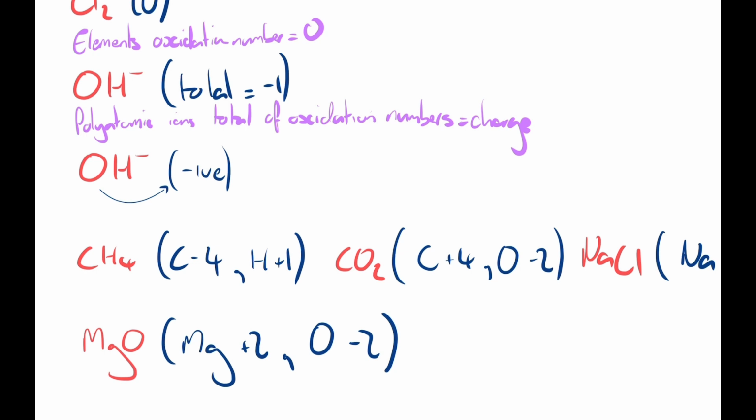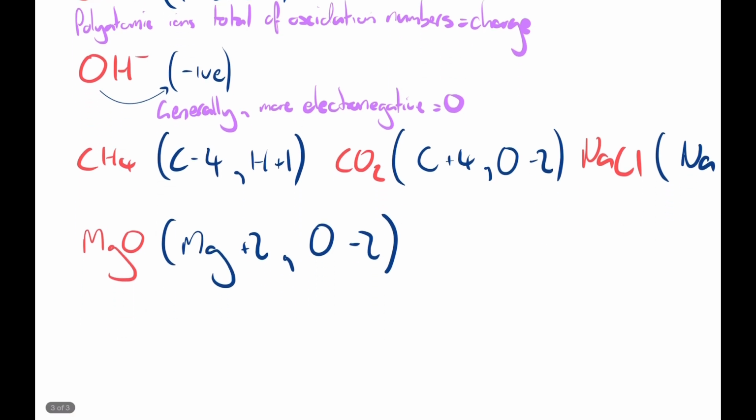And here we know that this O is going to be the negative one, and we know because it's more electronegative. So generally more electronegative element gets the negative oxidation number, and the total equals 0.